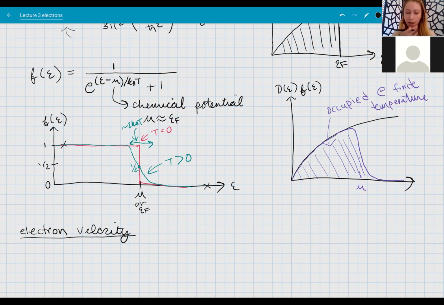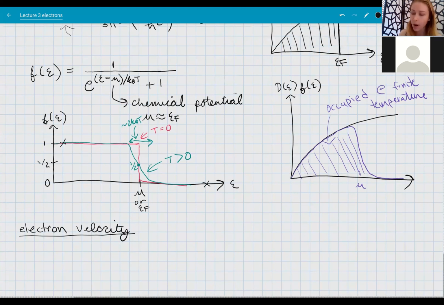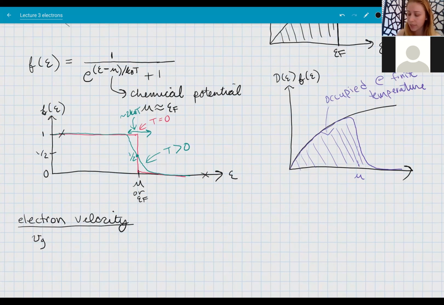So there are several ways to calculate this. The one that is the most widely applicable is the following. It's in terms of a group velocity, which is equal to 1 divided by h bar times the derivative of the energy with respect to k. And as a reminder, for a free electron gas, energy is h bar squared k squared over 2m. So if we apply this equation, we get that the velocity is equal to h bar k divided by m.